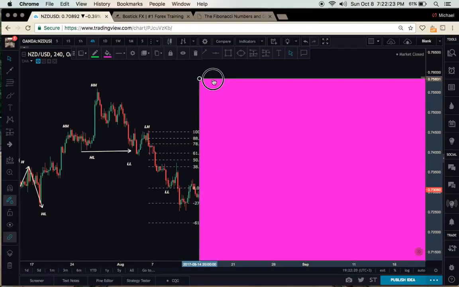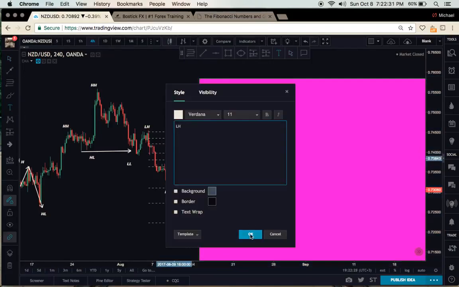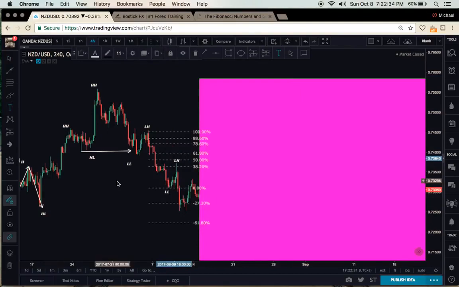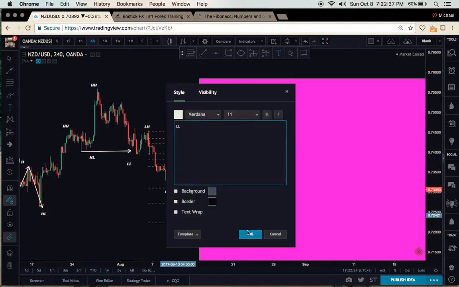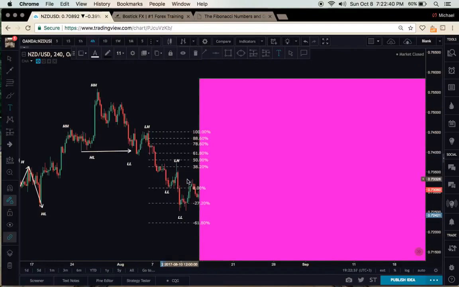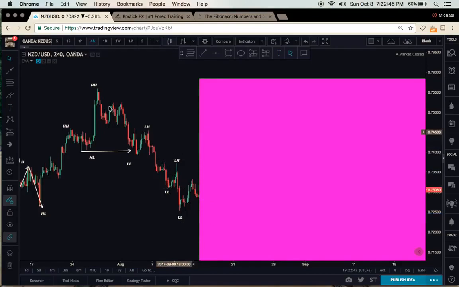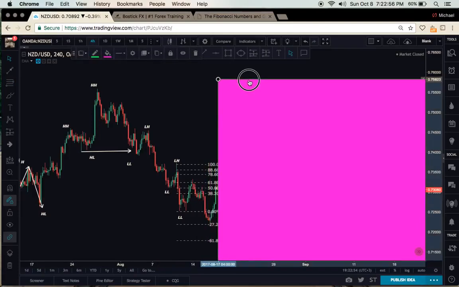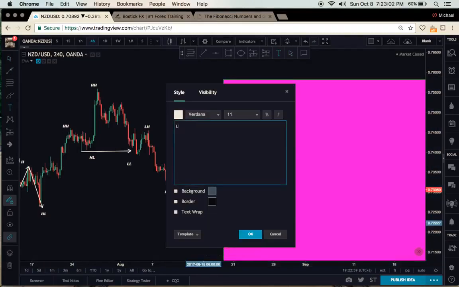It went to the 27, bounced off, made another lower high. So this would be a lower high here. Another lower low down here. And the lower high was right here. So measure from here down to here. Boom. Came up, hit our 61.8%. Came down to our negative 27% again. Made a lower low.